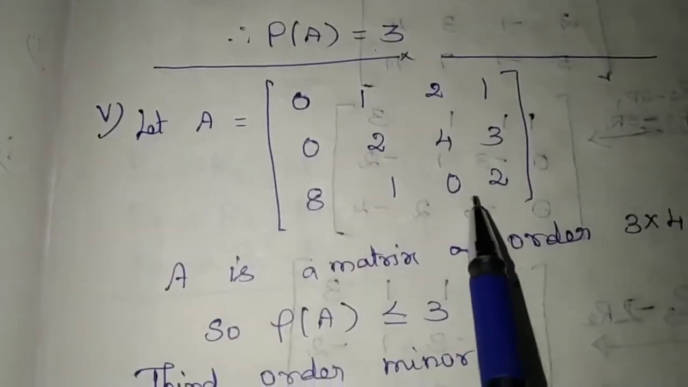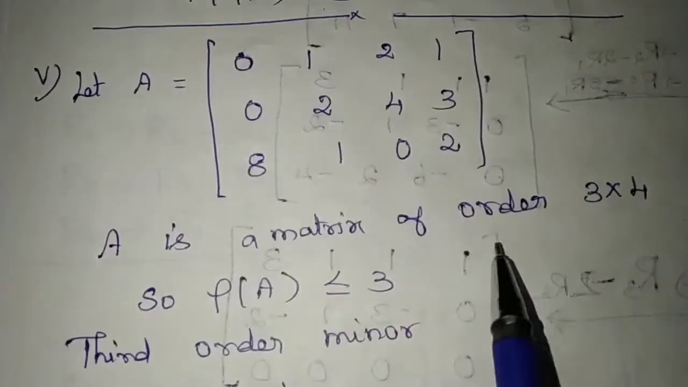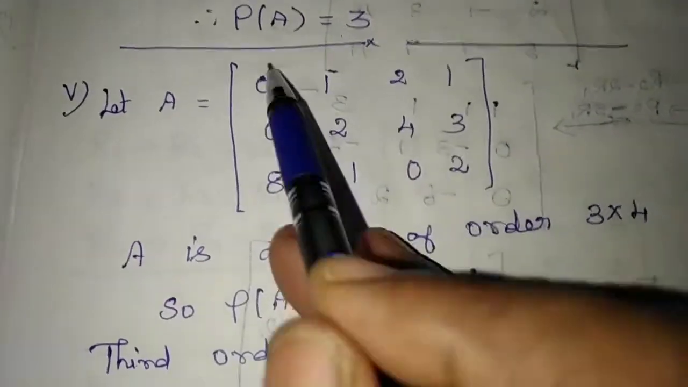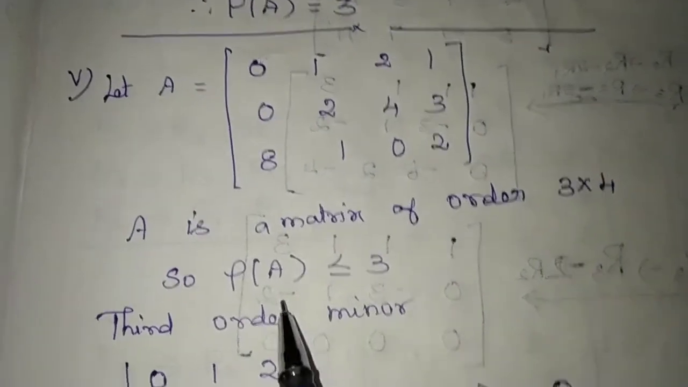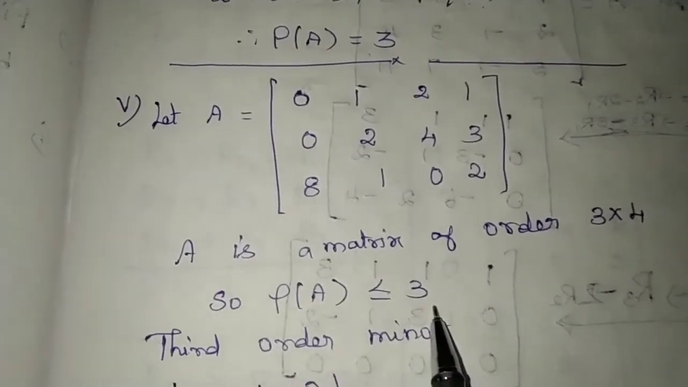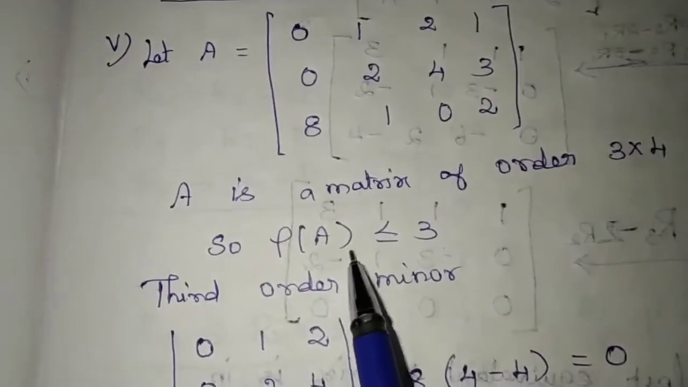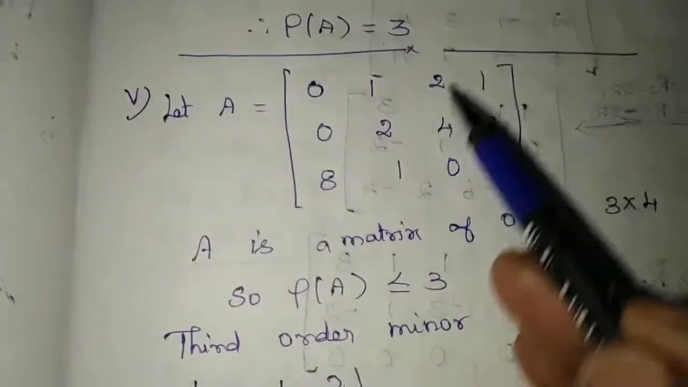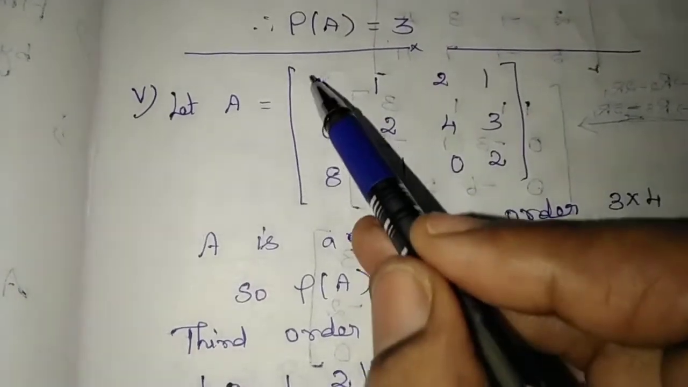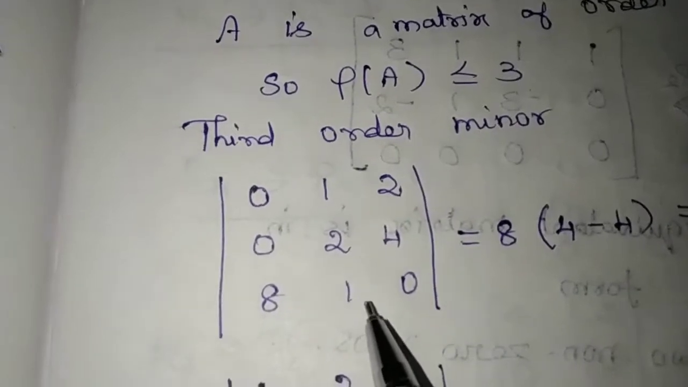Next take another matrix, A equal to, matrix given. A is a matrix of order 3 by 4. The minimum value is 3, then rho of A is less than or equal to 3. Now find the third order minor. There are 4 third order minors. Now first take this third order minor.